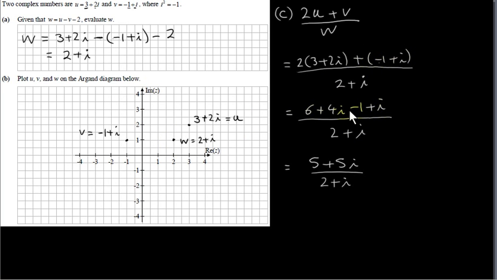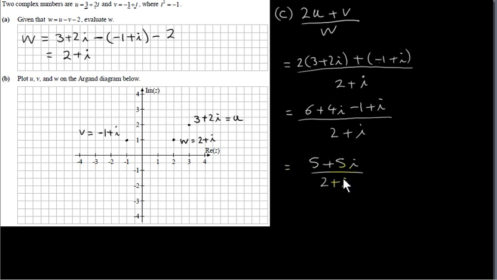Simplifying what's on top, gather up the terms that do not involve i. Plus 6 minus 1 is plus 5. So plus 5 is the real part of the complex number on top. The imaginary part is 4i plus 1i is 5i. The imaginary part is plus 5. And this is over 2 plus i. Now, what I want to do here is write this as a single complex number.